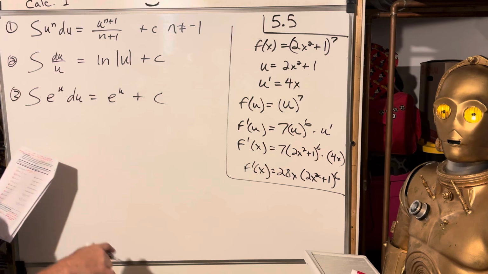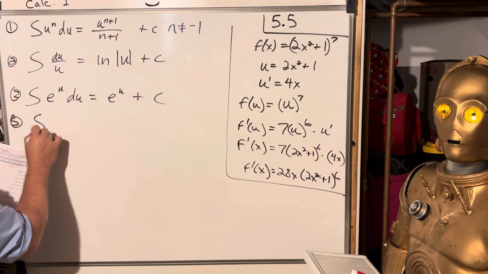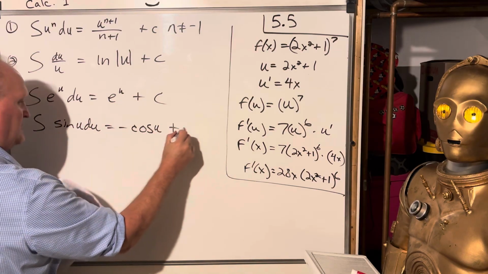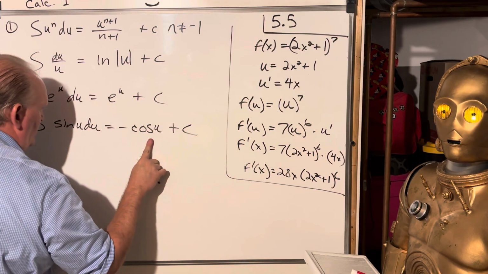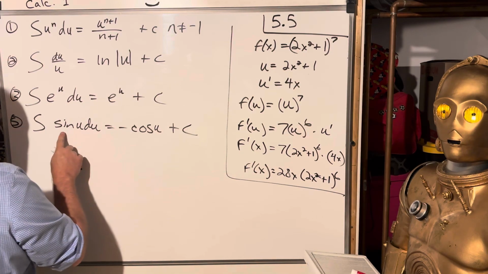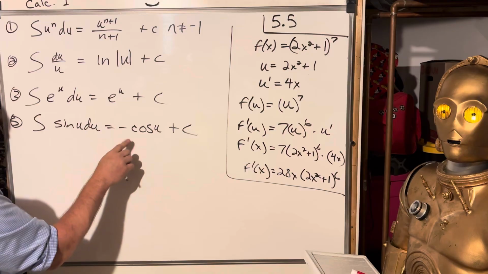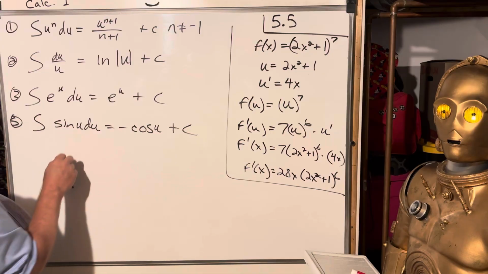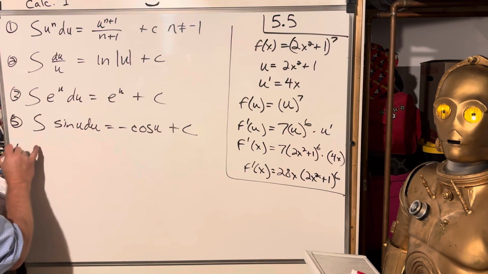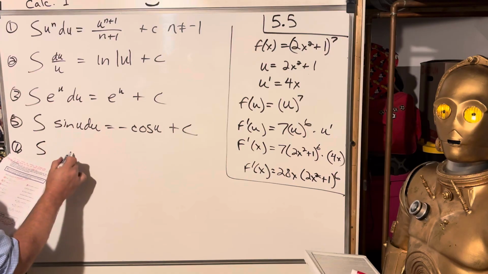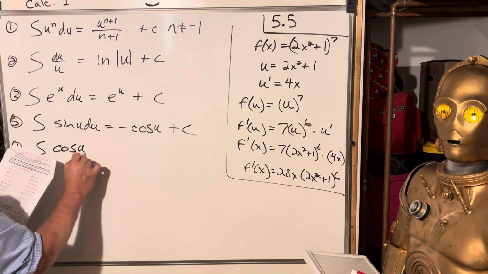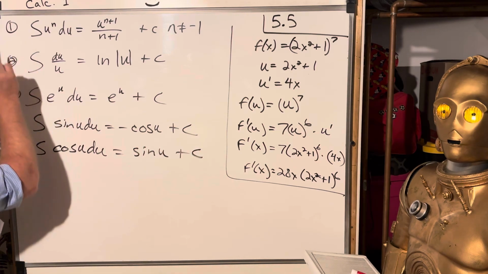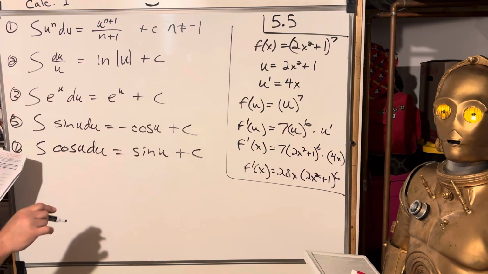4, no, I don't care if you know that one. Let's do 5. Sine u du, you should know that that's negative cosine u plus c, because remember, you're asking what's the derivative that gives me this. So it's not the derivative of sine is cosine, but the derivative of negative cosine gets you back to sine. So you should have that down. Number 6, cosine u du is just sine u. So 1, 2, 3, 5, 6. You should have those down.